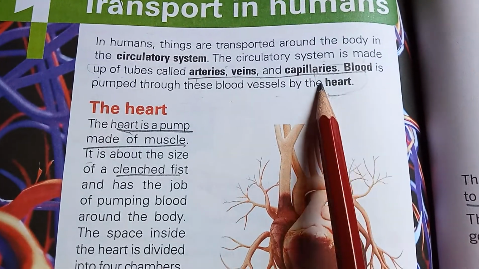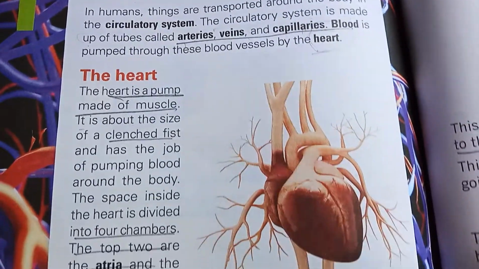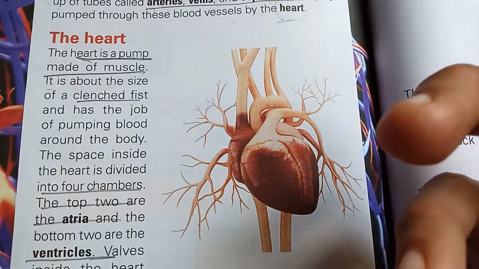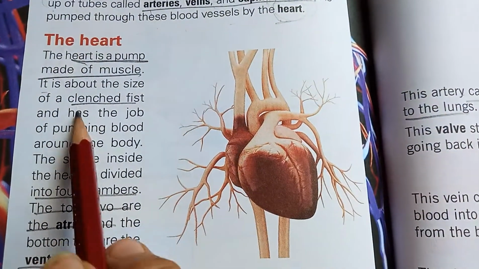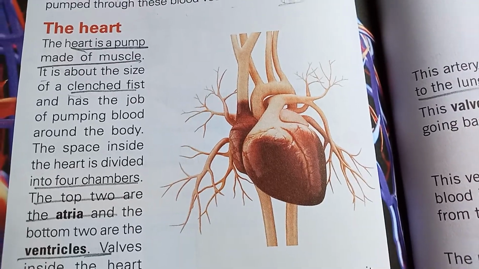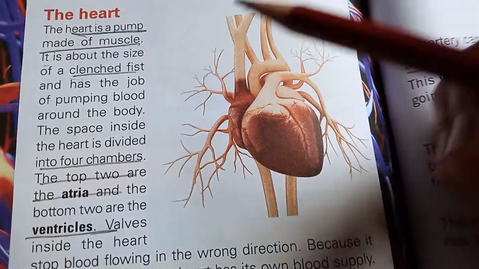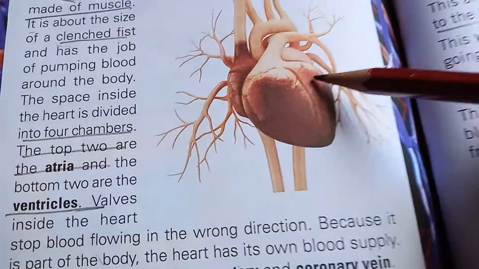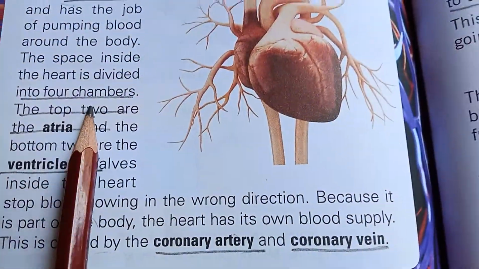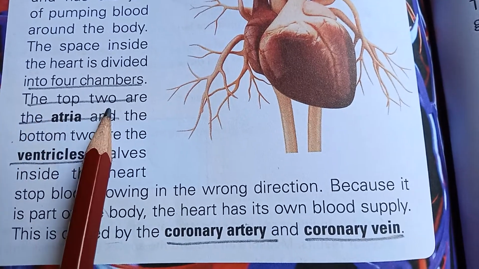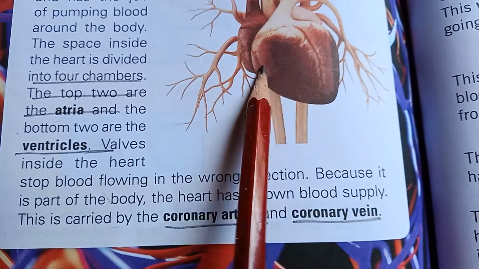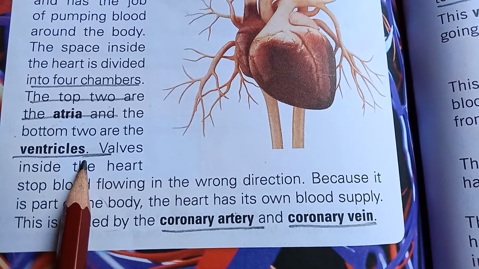The heart works like a pump. It is a muscle, and its size, you can see, is your clenched fist. You can close your hand, and you can measure the size of your heart. Inside, the heart is divided into 4 chambers. The top 2 chambers are known as atria, and the lower 2 chambers are known as ventricles.